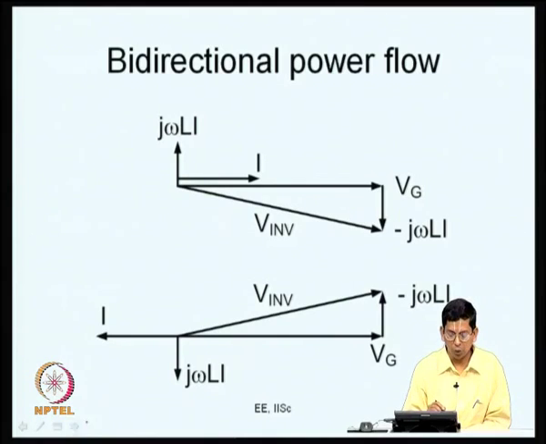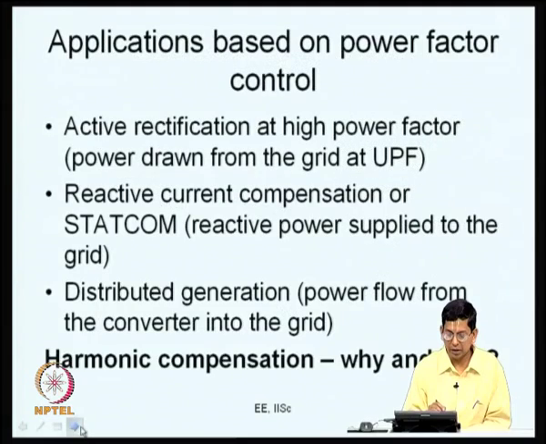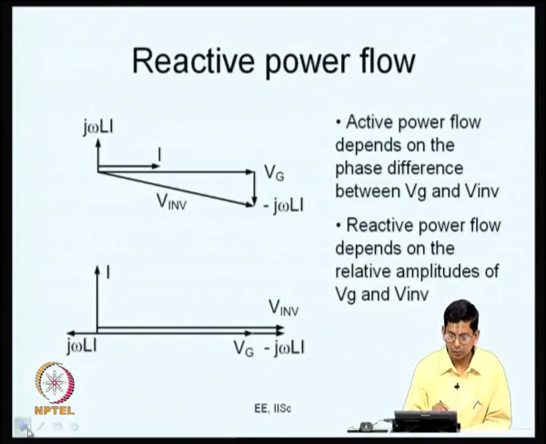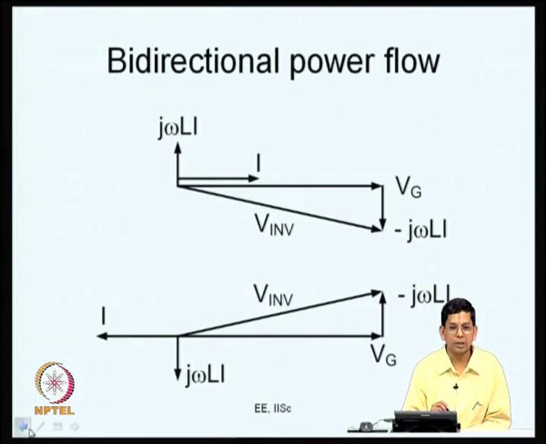Now, you also have bidirectional power flow here. It is not necessary that the current is drawn at unity power factor. This is what we saw. Let us say power is available on the DC side and needs to be pumped back into the mains, which is what you will have.